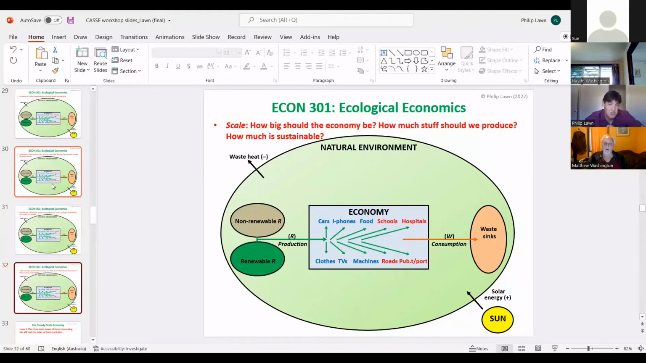And then there's an issue that's completely ignored, disregarded by mainstream economics, and that's the scale of the economy. That is an important issue from an ecological economic perspective. How big should the economy be? How much stuff should we produce? And how much is sustainable?